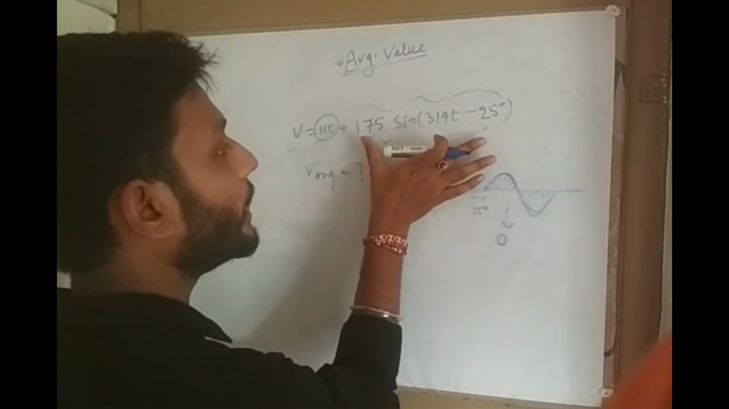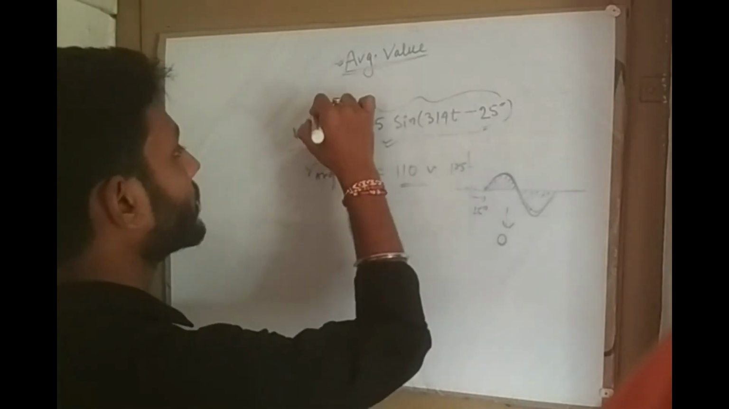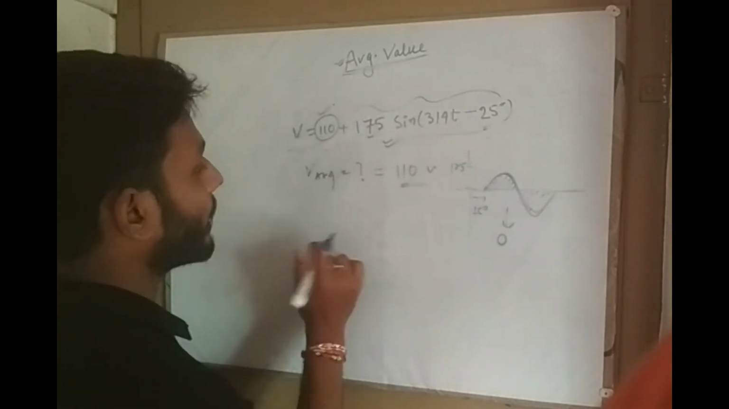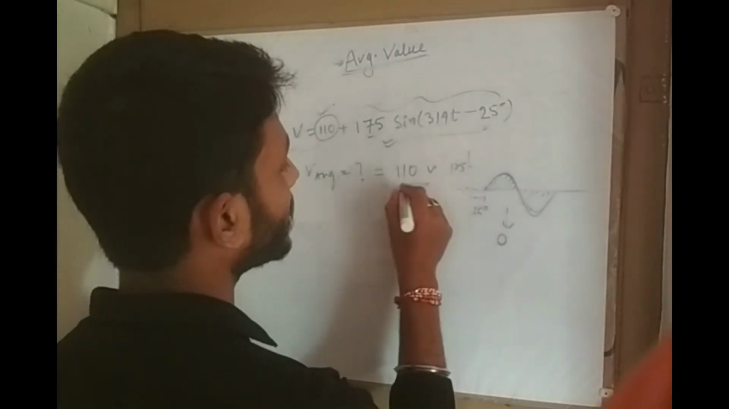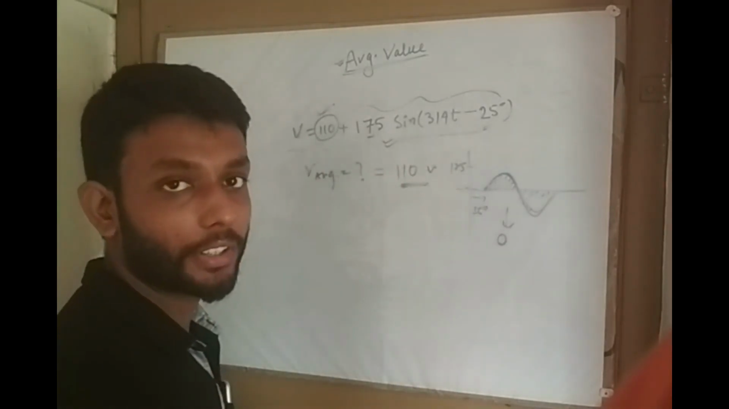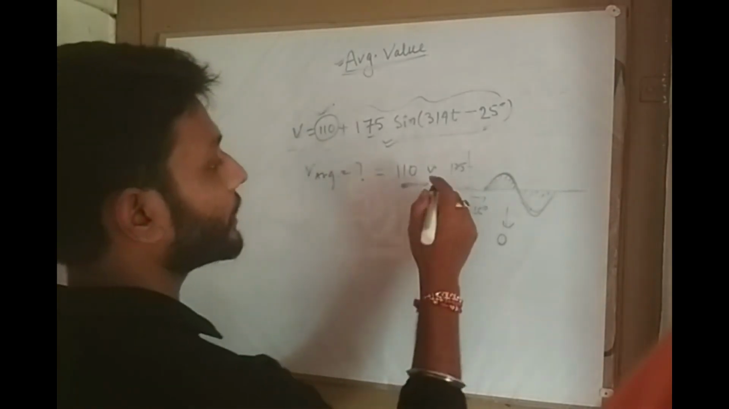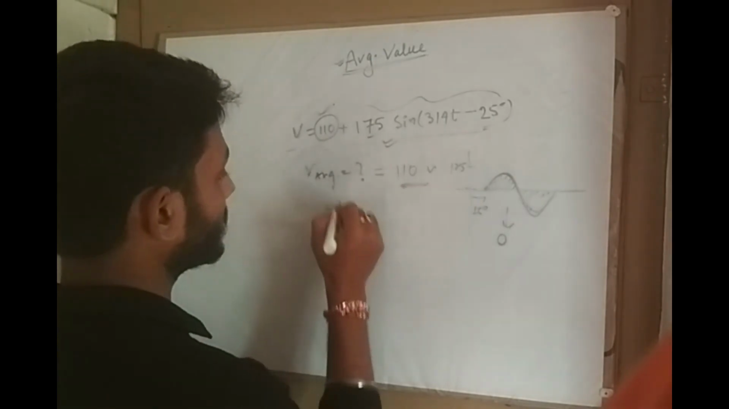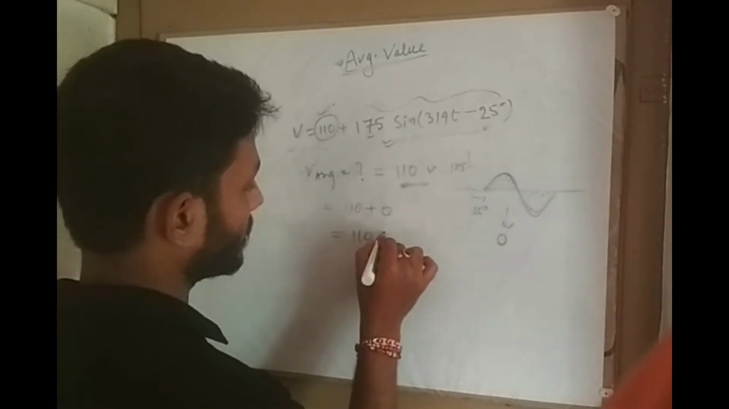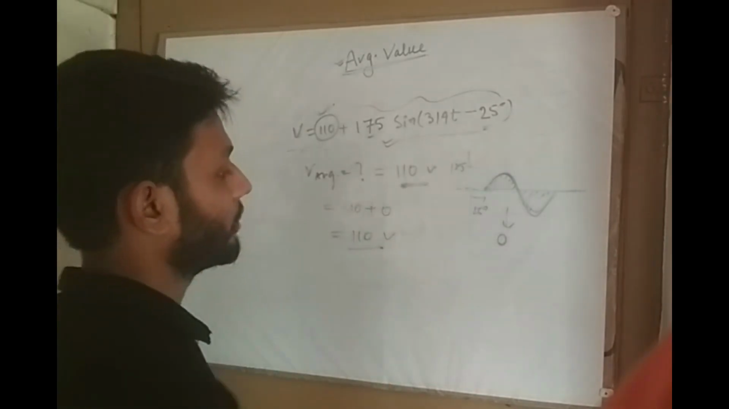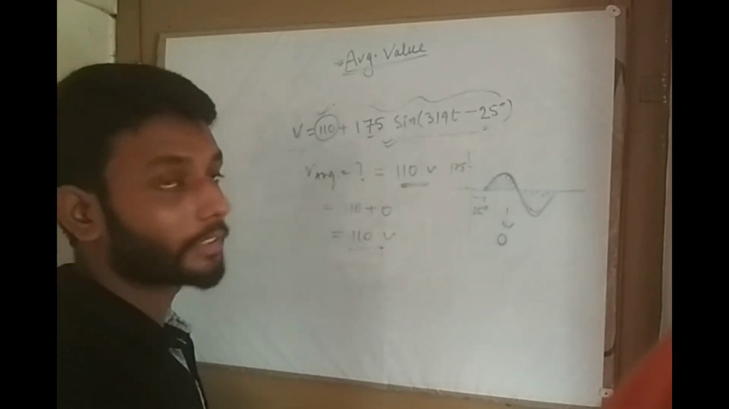So this one will not take part in the average value calculation, and this one will. As this one is the DC signal, the answer will be 110. The sinusoidal part contributes 0, so the answer is 110 plus 0, which is 110 volt. This one is the answer. I hope you understood this one.